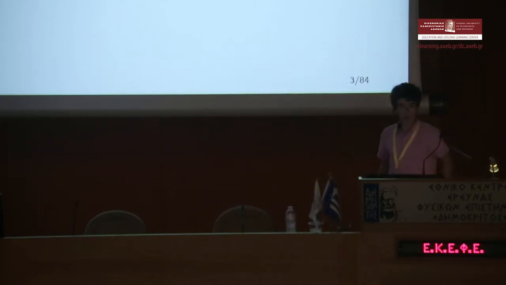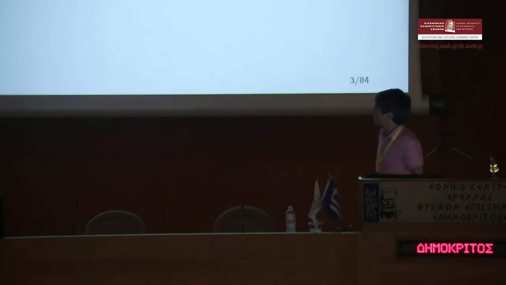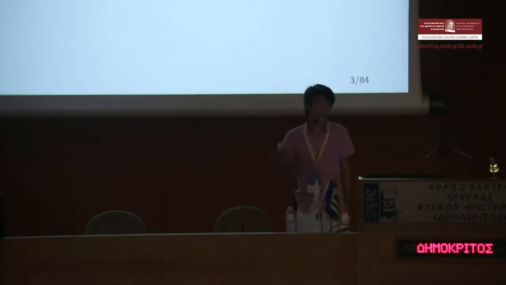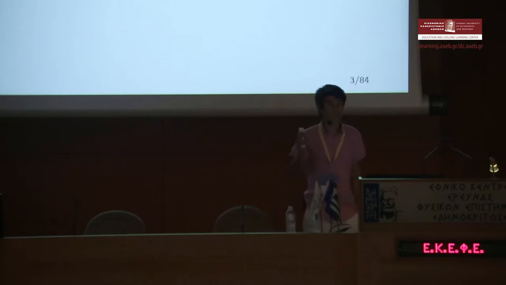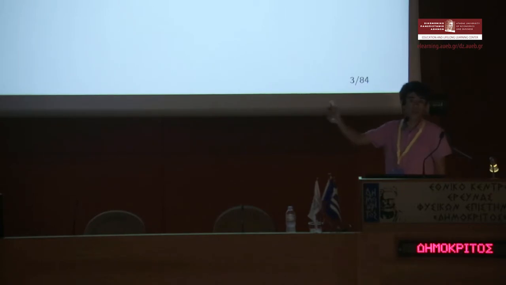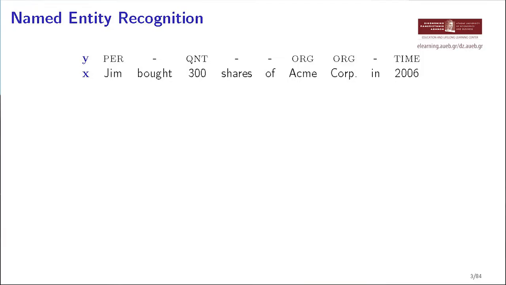Here's a very common problem, named entity recognition. The input is a sentence X, "Jim bought 300 shares of Acme Corporation in 2006," and the output is also a sequence that represents the entities mentioned in this sentence. For each word, we have a label that tells us whether there is an entity or not, and if there is one, which kind. It says that Jim is a person name, 300 is a quantity, Acme Corporation is an organization, and 2006 is a time expression.